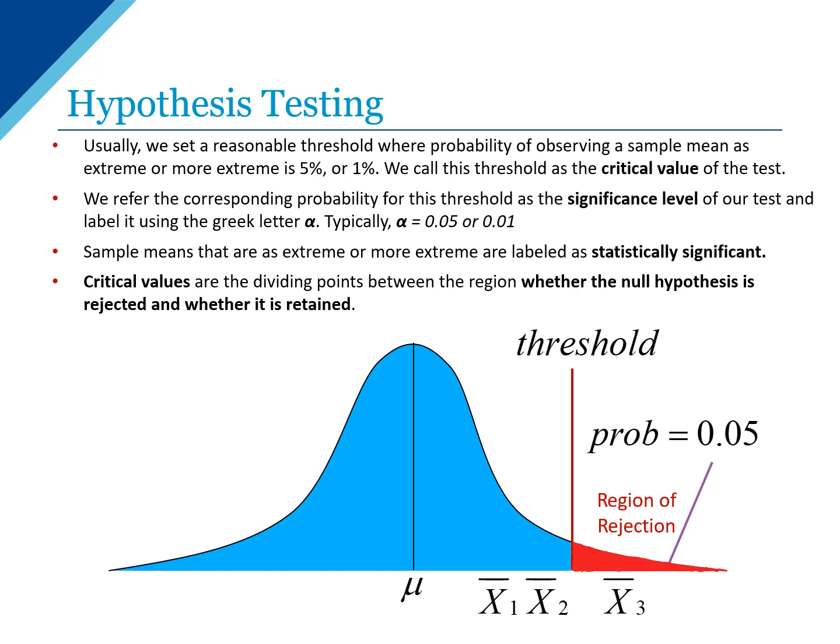As review from Module 6 again, we set a reasonable threshold where the probability of observing a sample mean that is as extreme or more extreme than the population mean is 5% or 1%. We call this threshold the critical value of the test. The probability of getting a value more extreme than the threshold or critical value is the significance level of our test, which we call alpha. Sample means that are beyond this threshold, what we call the region of rejection, are considered statistically significantly different than the population mean and lead us to reject the null hypothesis.